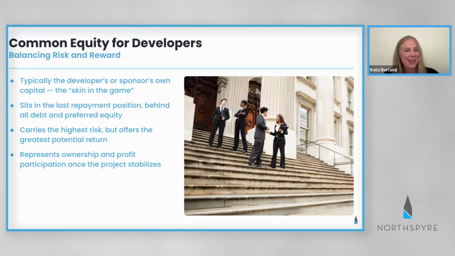So everybody's sitting here. Well, actually, I don't know about everybody, but I think a lot of the developers in the audience would probably be in that common equity position, right? If you have a deal, you're going out to market, you're putting the capital stack together, this is the money that you are bringing to the table to finance this deal.